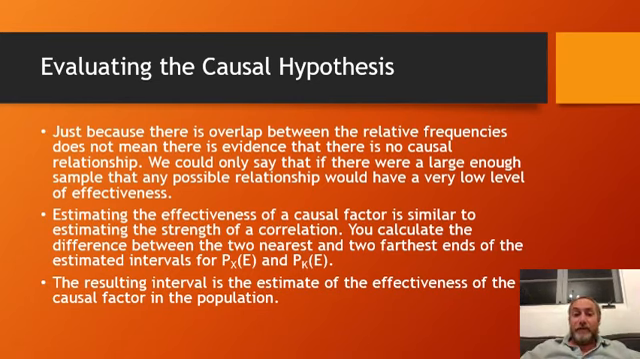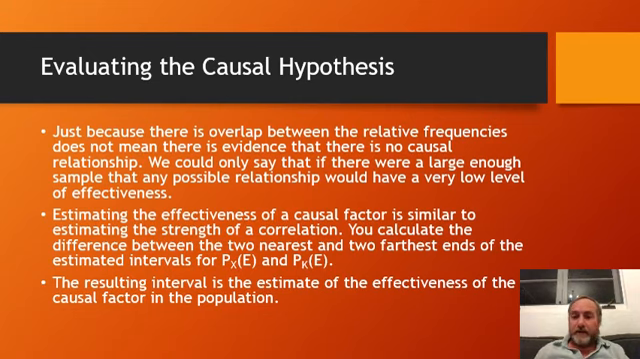Now that is different from saying that there is evidence for no causal relationship. Overlap just means that the evidence is consistent with there being no causal relationship. It's also consistent with there being a relatively low level of effectiveness, some causal relationship, but not a very effective one. So you have to be careful with your phrasing. You just don't have evidence for a causal relationship, but it's not evidence that there's none whatsoever. There might be a little bit.